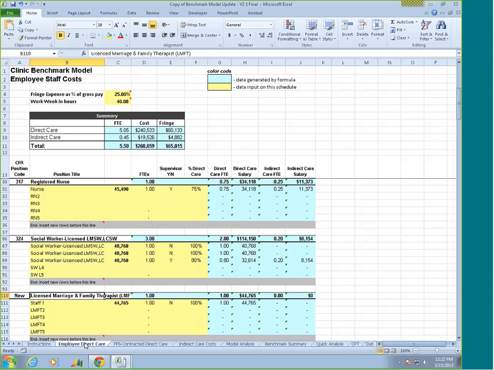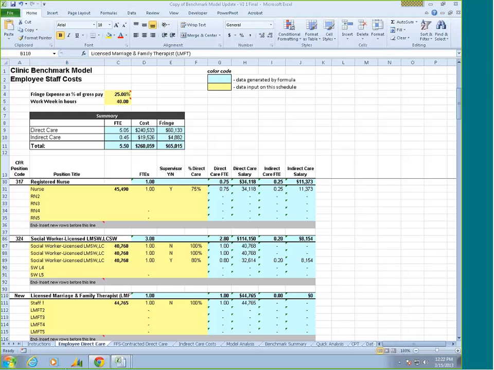The second group, which will be in a second tab, is what we're calling contracted or fee-for-service staff. Those are not employees. They do not get a W-2. They will be getting a 1099 at the end of the year. They're not normally eligible for the same benefits as the staff are. And as we talk about this, you'll see why this is an important distinction.